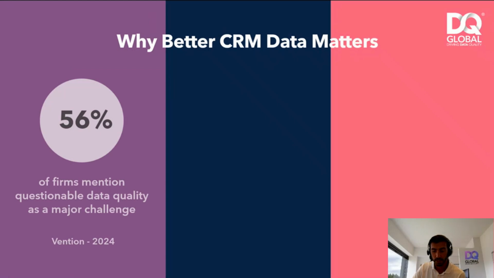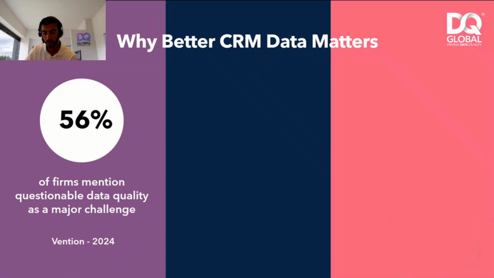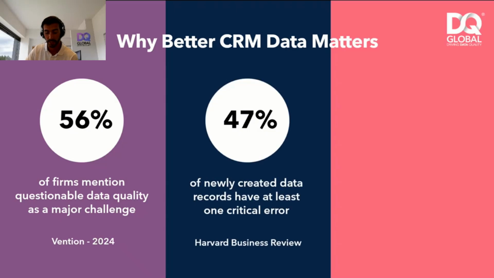That's just not our thoughts. These are other people's thoughts as well. So here's some stats. 56% of firms mention questionable data quality as a major factor, over 50%, and that was just last year. We've got 40% of new records created in the database that have at least one critical error, and that was HBR last year.